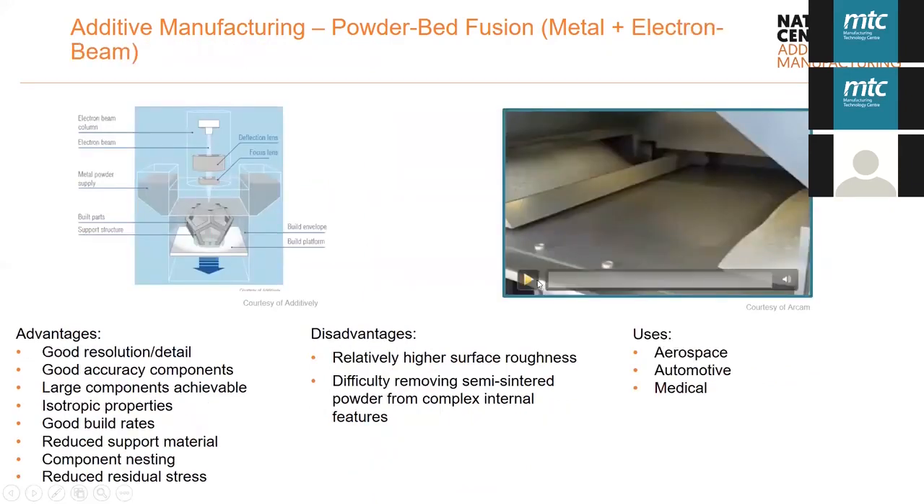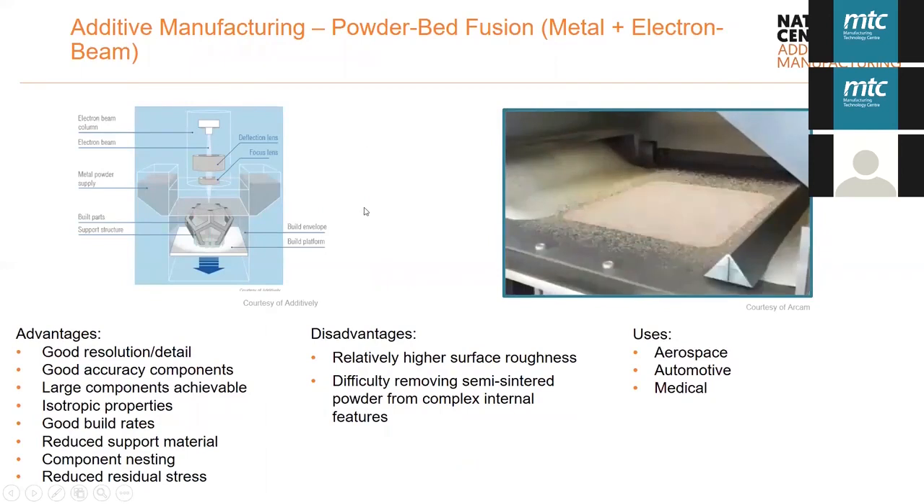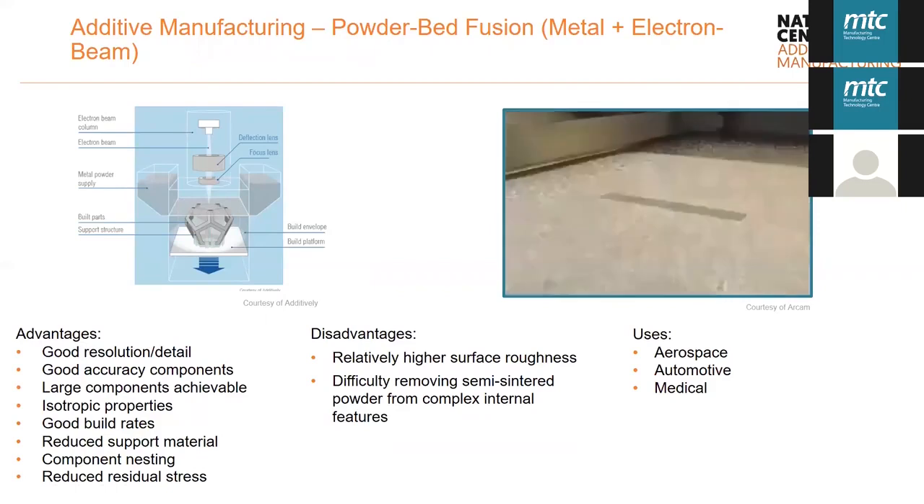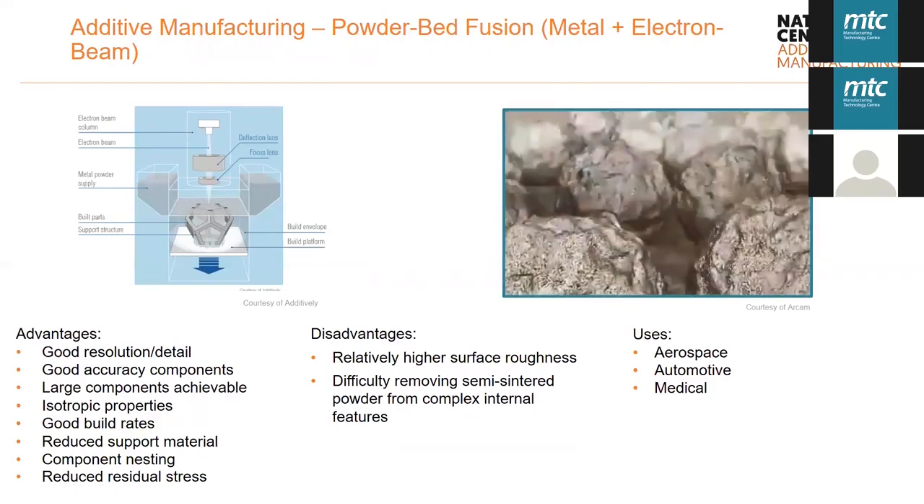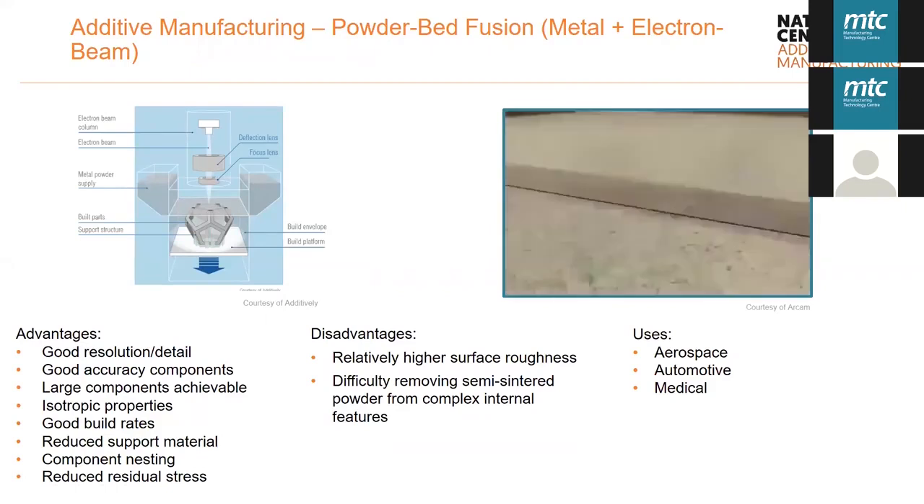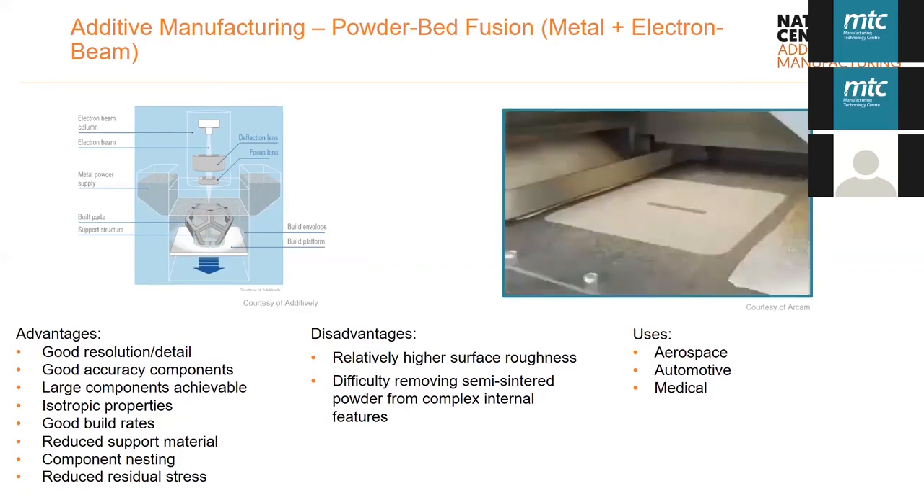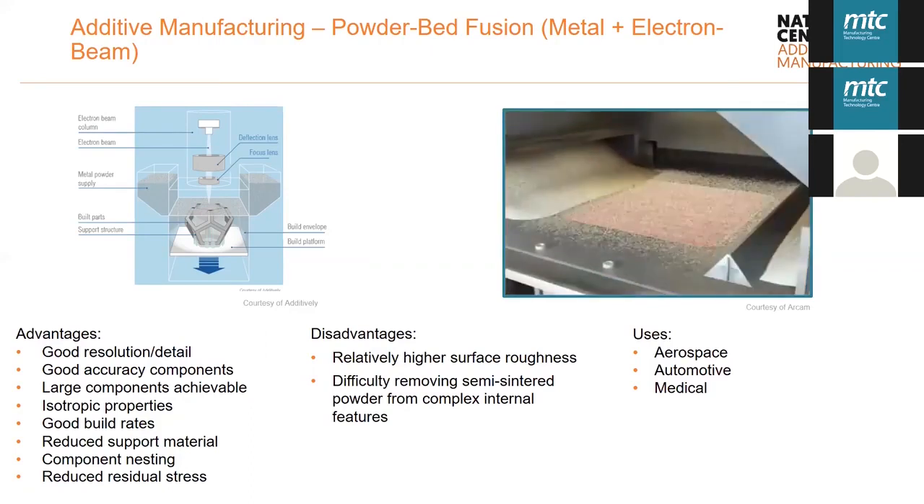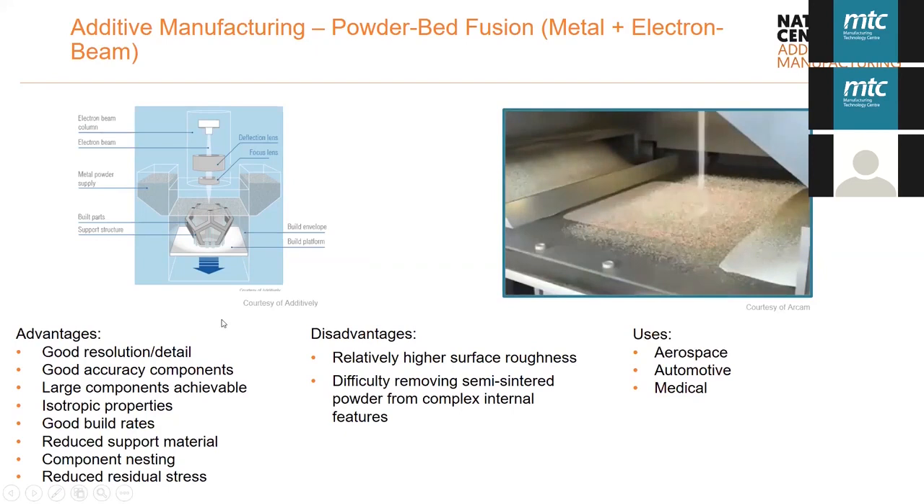Electron beam melting is another powder bed fusion technique, similar in terms of processing to LPBF, but there is an electron beam gun that melts the powder instead of a laser. With this process, you get fairly good resolution and good accuracy of components, not as superior as laser powder bed fusion, but what you can achieve are good build rates.